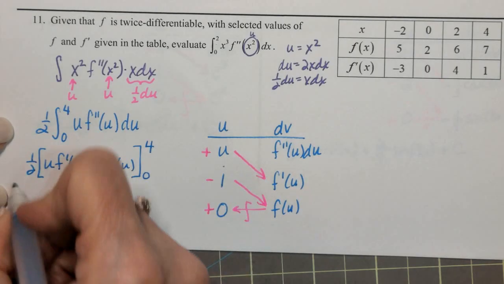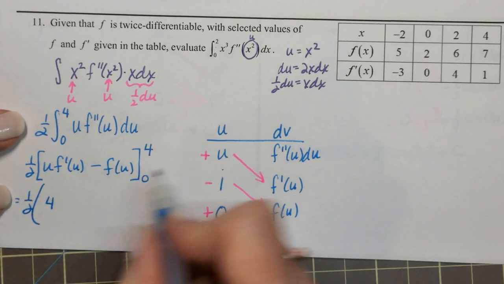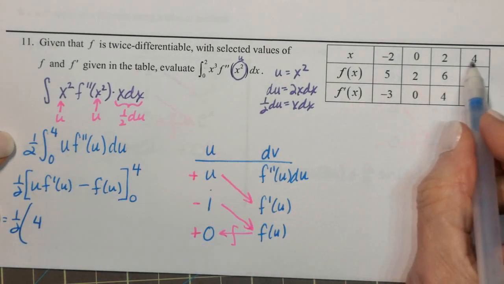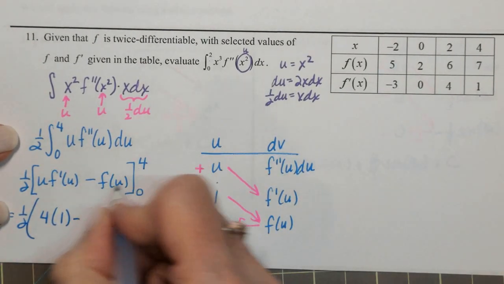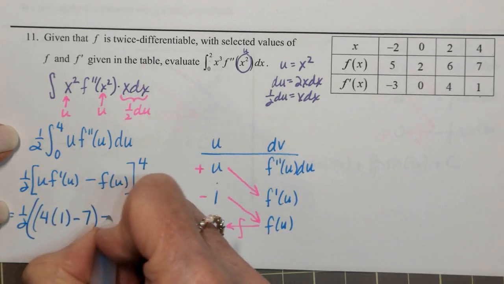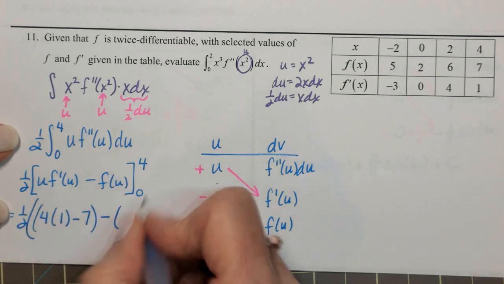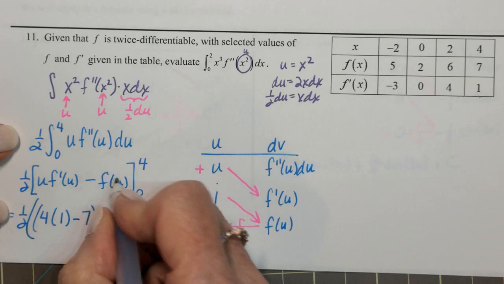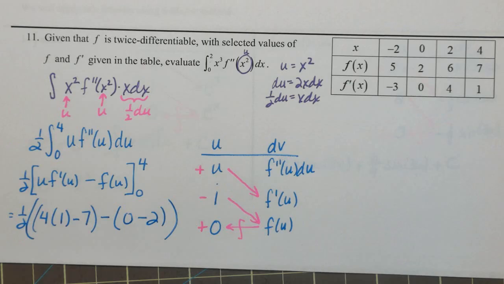4 goes in for u. 4 f prime of 4. F prime of 4 is 1. Minus f of 4. F of 4 is 7. 0 goes in for u. Well, when 0 goes in for this u, we just get 0 for that piece. Minus f of 0. F of 0 is 2. We safe stop, and we're done. So that's how you handle those types of problems with the f notation given a table or a graph.